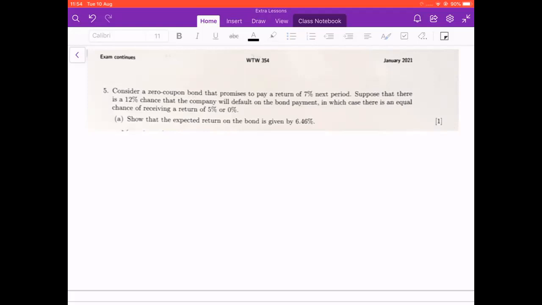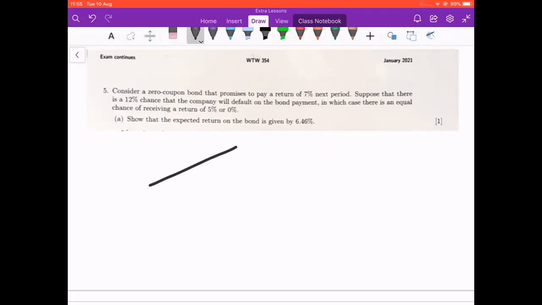So this question you can see has 1 mark, so it's not that difficult. The question says: consider a zero coupon bond that promises to pay 7% for the next period. Suppose there is a 12% chance that the company will default on the bond, in which case there is an equal chance of receiving 5% and 0%. Show that the expected return of the bond is 6.46.